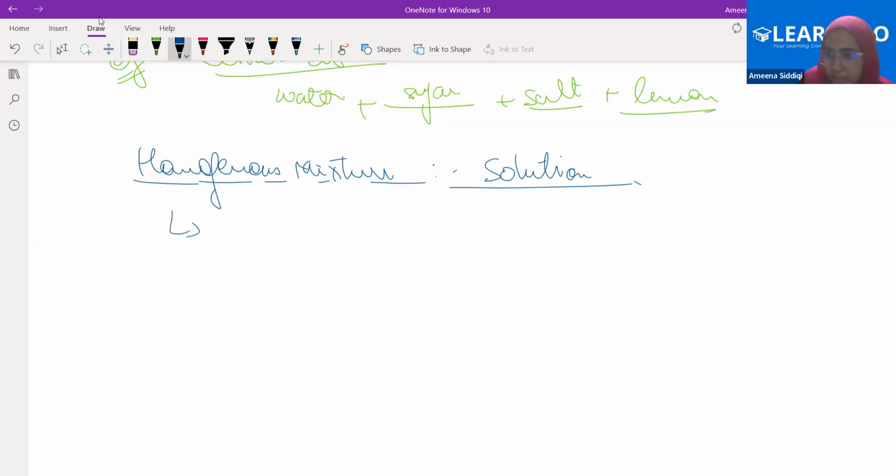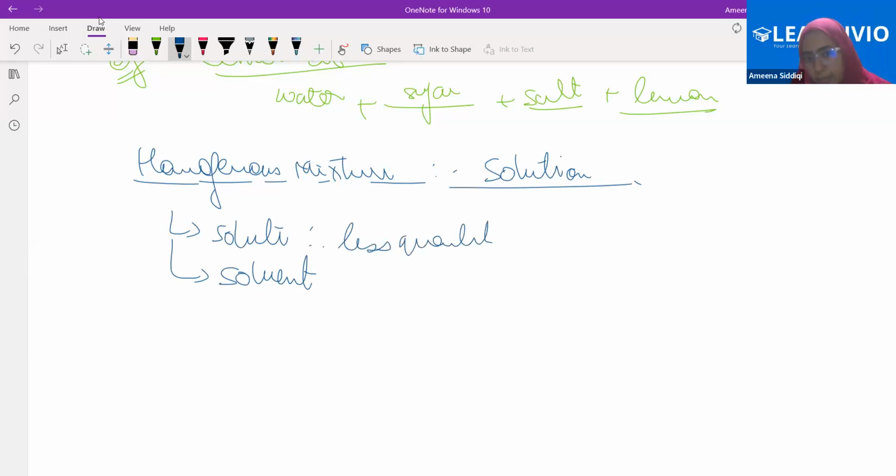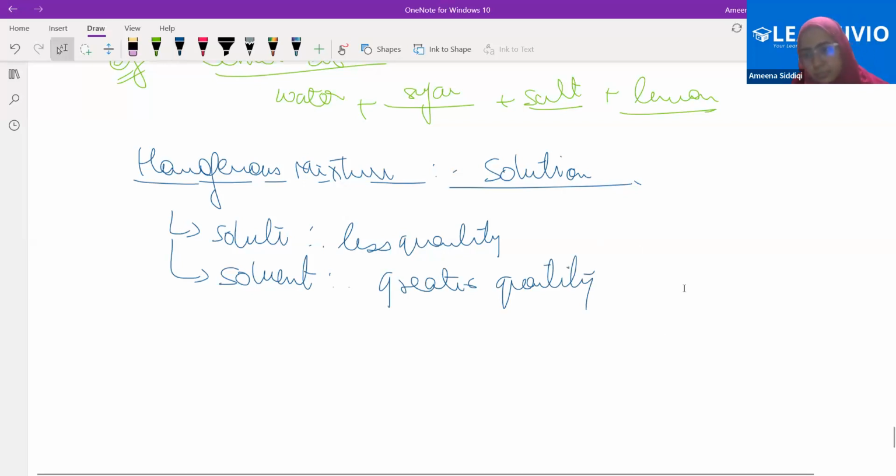In case of a solution, beta, generally there are two components. One is taken as the solute, the other is taken as the solvent. Solute generally is the one which is in less quantity, and solvent is the one which is in greater quantity. Is it clear? Yes, ma'am.